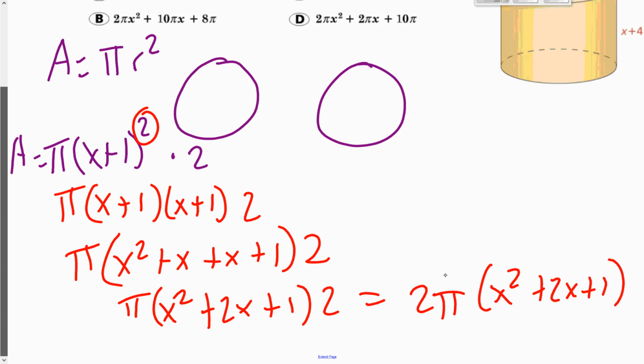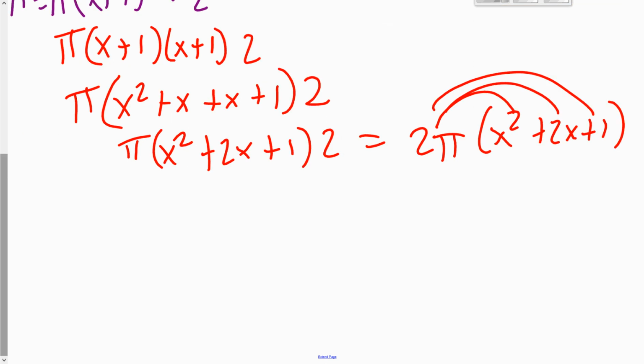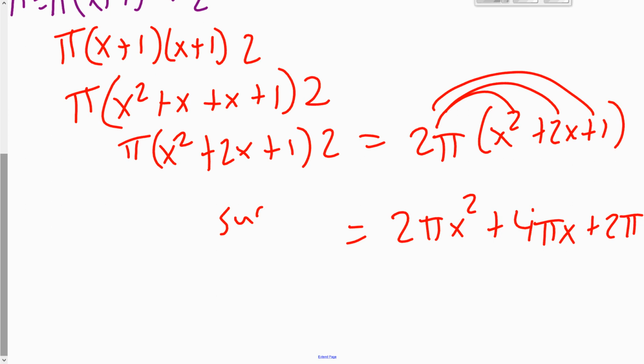Okay, and then I can distribute this 2 pi to all 3. So I have 2 pi x squared. I have a 4x pi, or pi x, however you want to say it. Doesn't really matter where it is because it's all multiplication. And then I have a plus 2 pi. So that is the surface area of just the 2 circles.